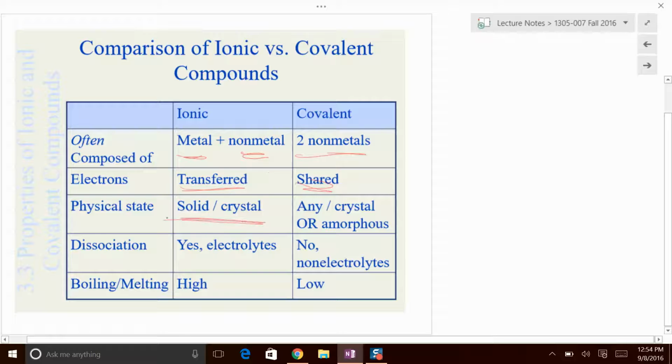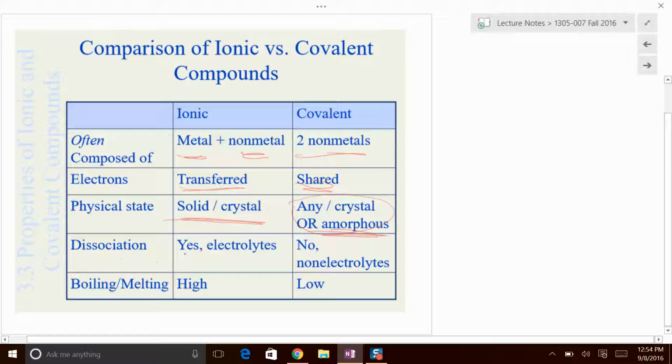Physical state: ionic compounds are solids or crystals. Covalents can be any of the states: solid, liquid, or gas. And if they're a solid, they're in the crystal or amorphous state. And we'll talk about that a little more later.